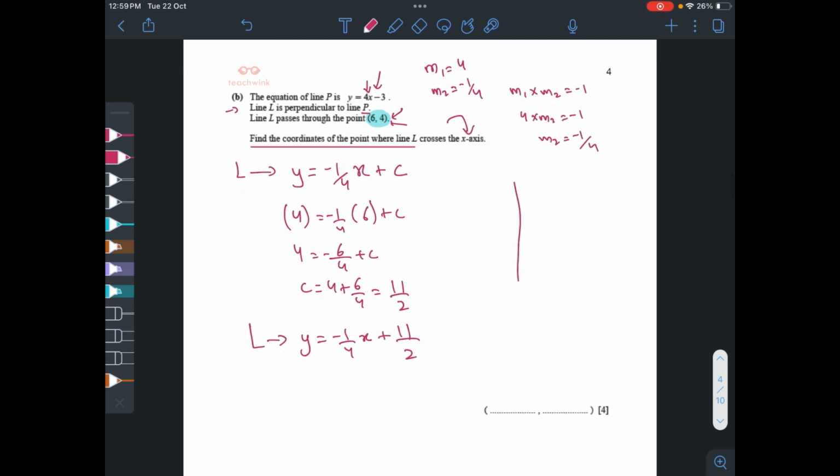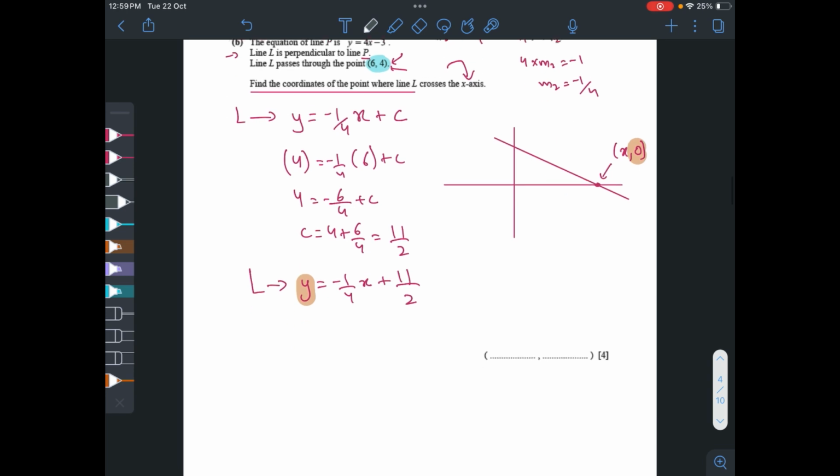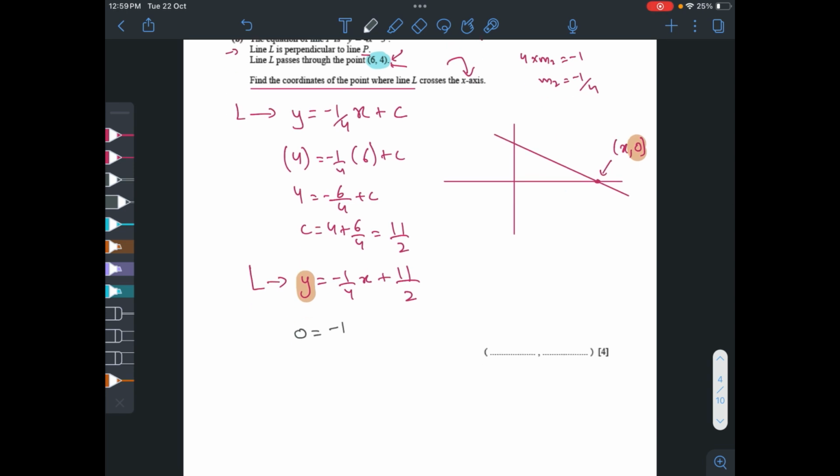Now, if a line with a negative gradient is crossing the x-axis, let's say it goes like this, this point over here is what we are looking for, the coordinates of this point. At this point, the coordinates would be (x, 0). The value of y is going to be 0. So in order to find x, all you need to do is plug in 0 in place of y. So this is going to give me 0 equals negative 1 over 4 x plus 11 over 2.